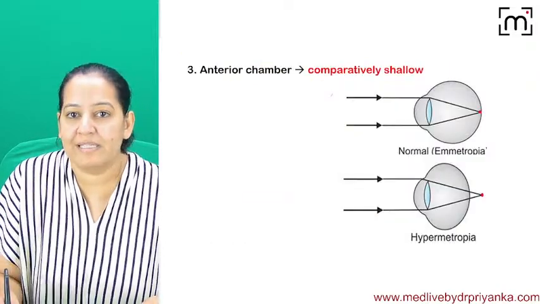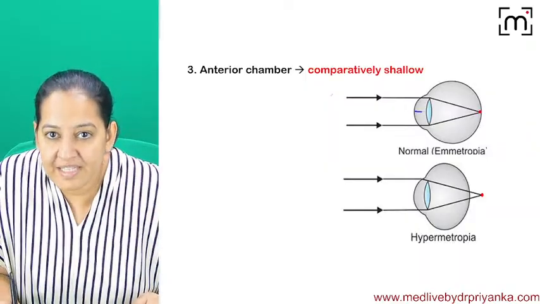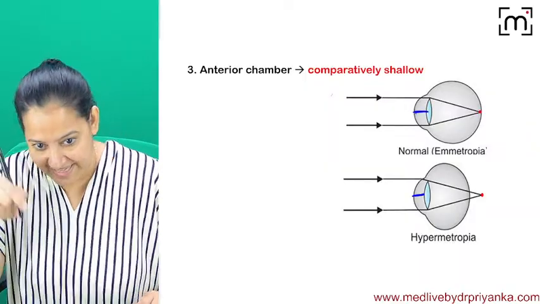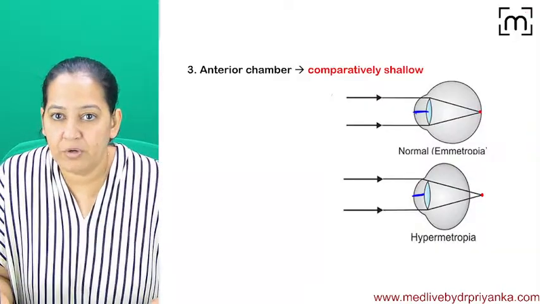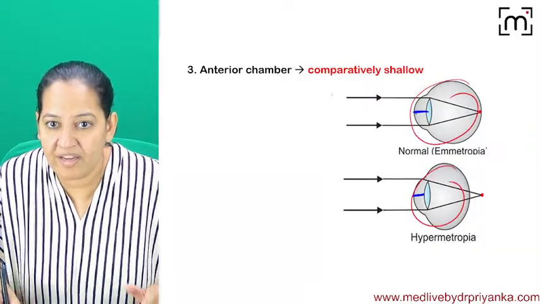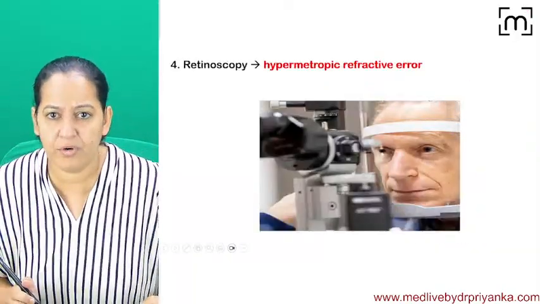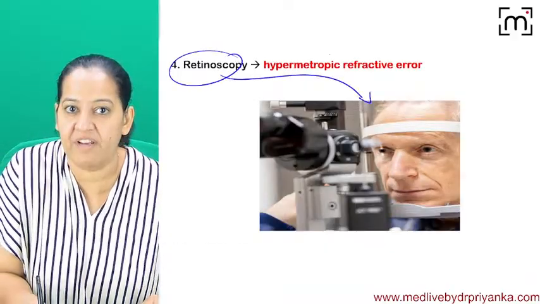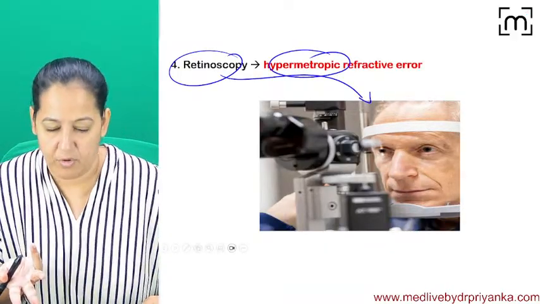The anterior chamber is small, no? You can see the anterior chamber here and appreciate the anterior chamber length here. Because the overall eyeball is reduced, the anterior chamber is also reduced. Retinoscopy: when we perform retinoscopy in such a person, we will get a hypermetropic error, obviously.